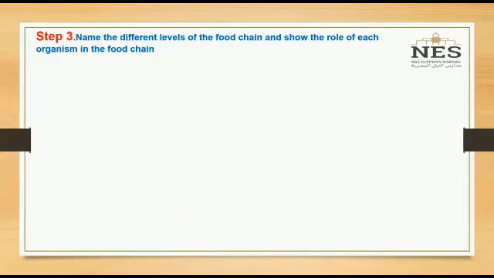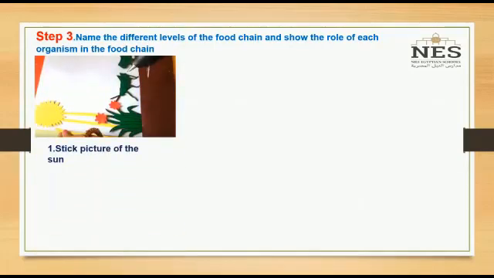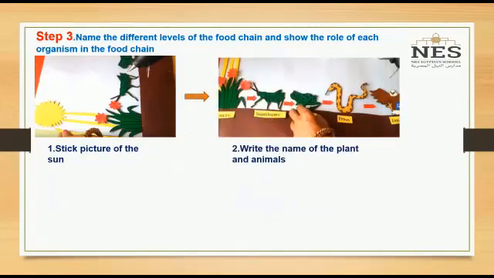Step 3. Name the different levels of the food chain and show the role of each organism in the food chain. Here, stick picture of the sun. Number 2, write the name of the plant and animals.